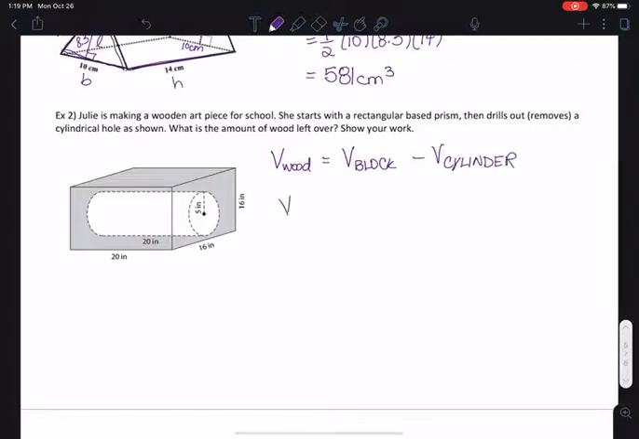Okay, so the volume of the block, that's a rectangular prism, so the formula for the volume of a rectangular prism is just length, width, height. Length times width times height. So the length here is 20, the width is 16, and the height is 16. So 20 times 16 times 16. We'll just type that into our calculator. 20 times 16 times 16, 5,120.